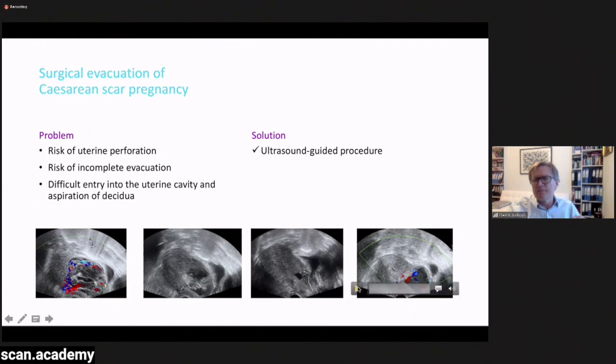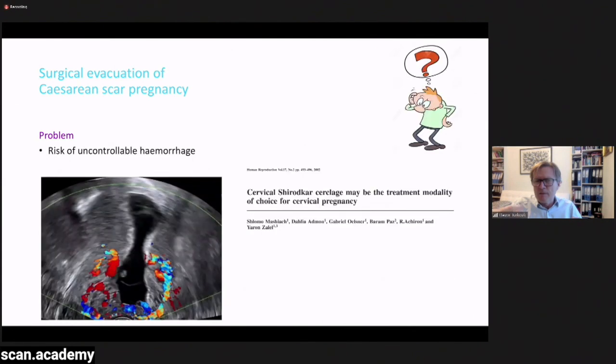When it's finished, you're left with the problem. Pregnancy is removed, but you're left with a big cavity here, no myometrium, and bleeding. So how to stop this bleeding? This is something which is a second worry when you think about scar pregnancy evacuation, and it's quite a legitimate fear because some pregnancies are really very vascular and look quite unpleasant.